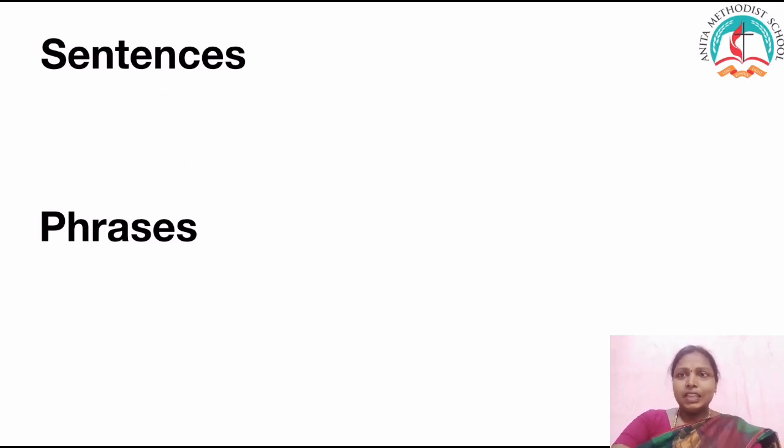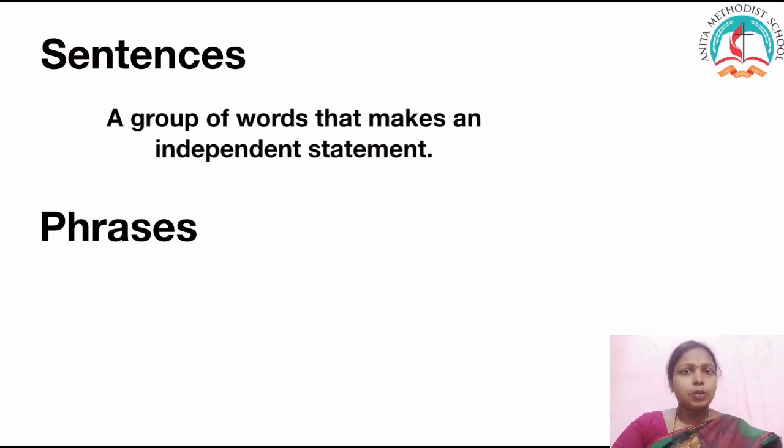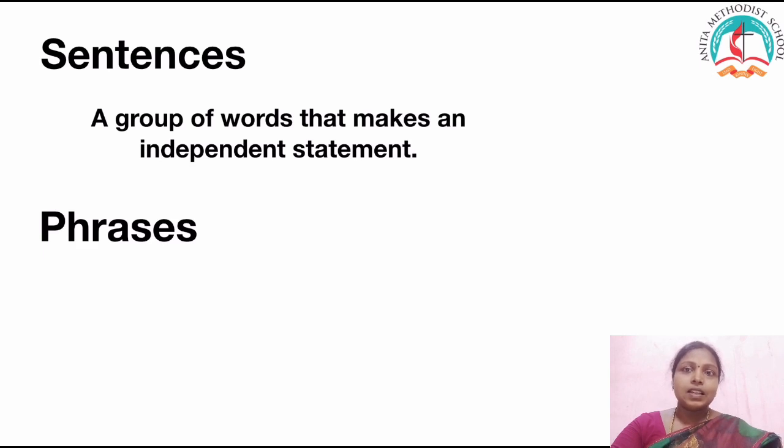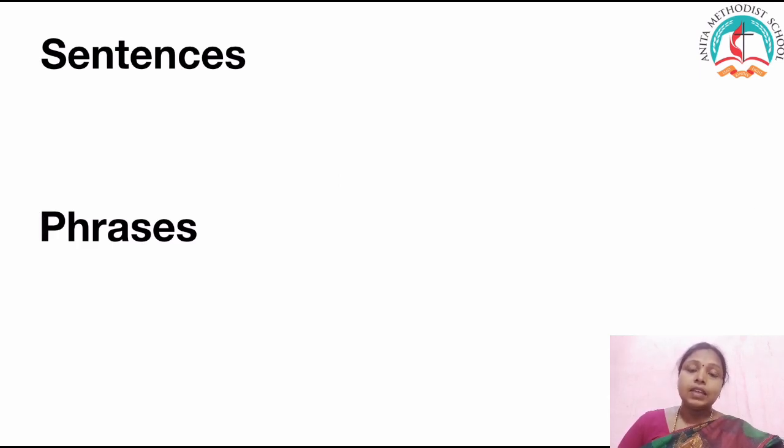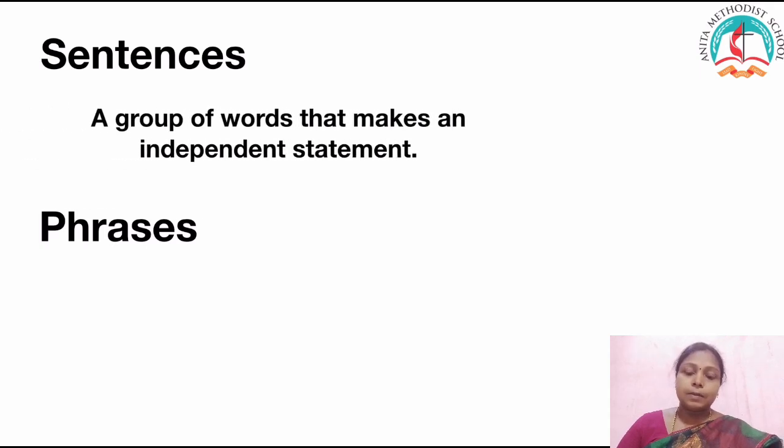Before we move on to the lesson, I want to know what is meant by a sentence. Do you know what is meant by a sentence? A sentence is a group of words that makes an independent statement.